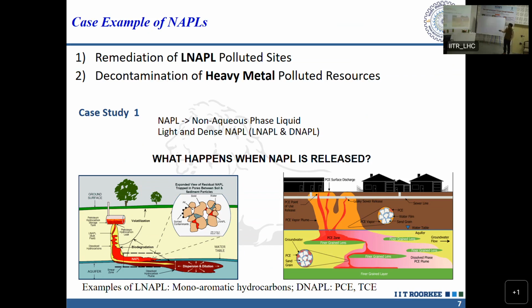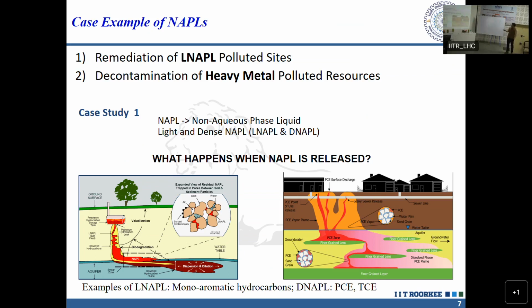And the light non-aqueous phase liquids are mostly the monoaromatic hydrocarbons like BTEX compounds. Toluene is a very popular solvent in industry. If you go to any industry, toluene is used as a solvent. So these monoaromatic hydrocarbons come under the category of LNAPL, and in the dry cleaning industry we use PCE or TCE, trichloroethylene. All these chlorinated hydrocarbons come under the category of DNAPLs. DNAPLs are generally more carcinogenic in nature as compared to LNAPLs, and degradation of LNAPLs in aerobic conditions is quite fast as compared to DNAPLs.